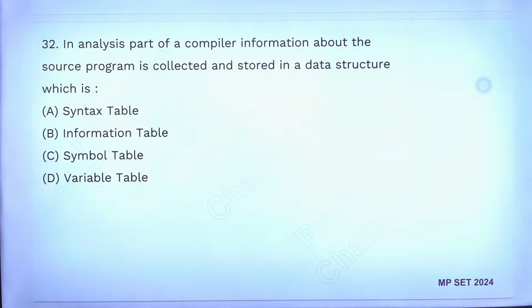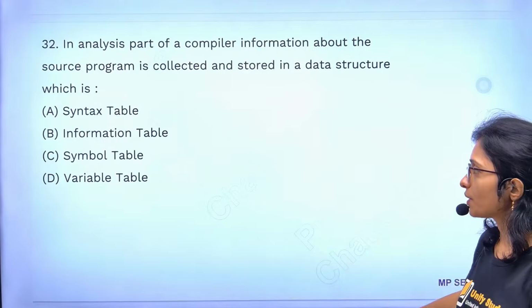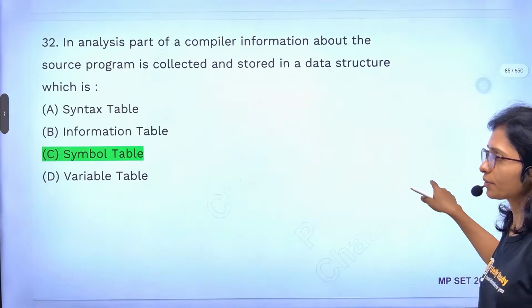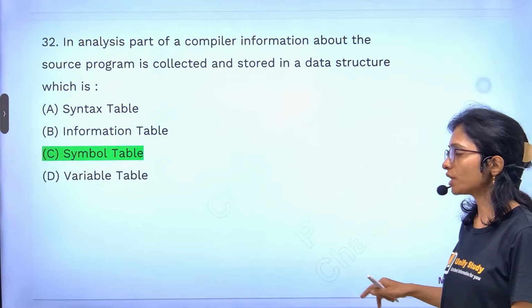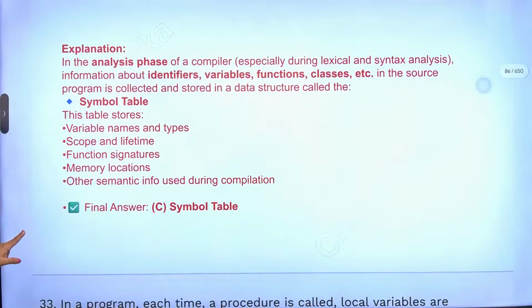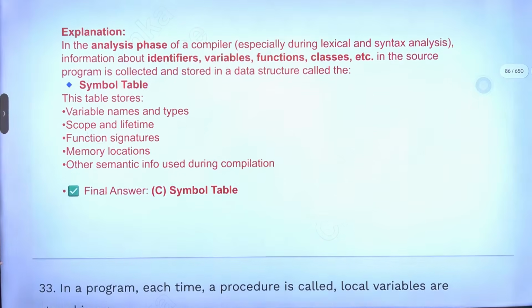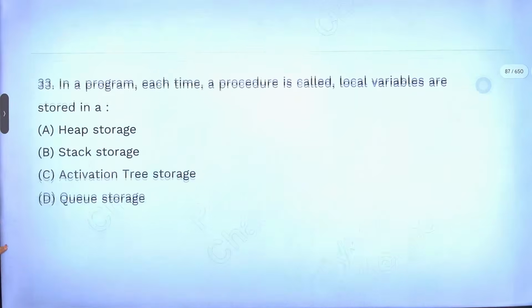In the analysis part of a compiler, information about the source program is collected and stored in a data structure. What type of data structure are you storing here? That is the symbol table. In the symbol table only we are storing all that data. This table stores variable name and type, scope and lifetime, function signature, memory location and other semantic information also. Next.